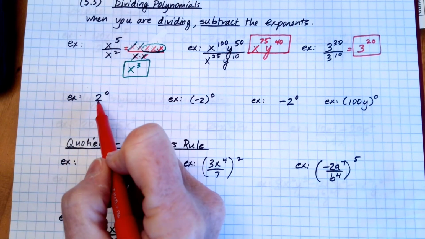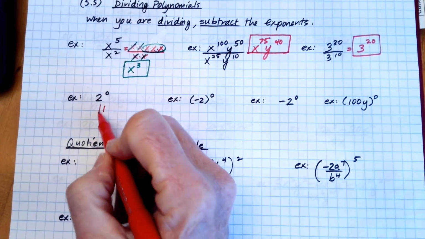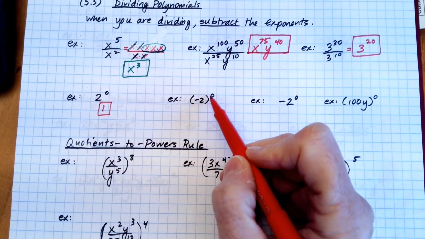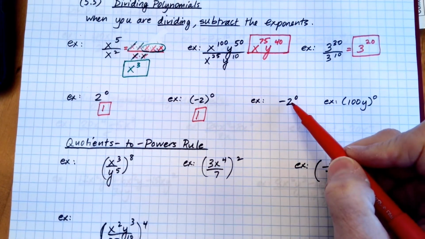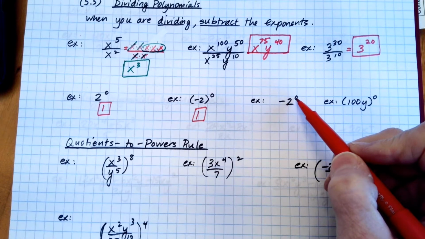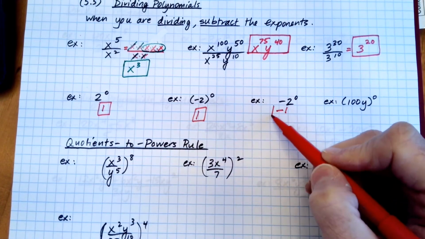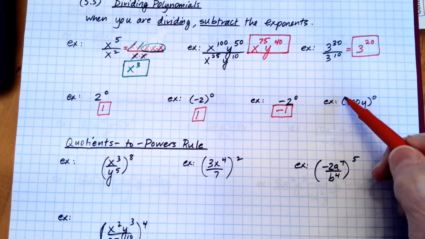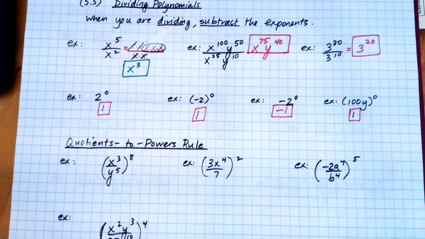Okay. Anything to the 0 power is 1. Anything raised to the 0 power is 1. So this is 1. Here, this whole parenthesis is being raised to the 0 power, so the answer is 1. Here, this means the opposite of 2 to the 0. So it's the opposite of 2 to the 0, which is 1. So that one's going to be minus 1. Of course, you can put these in your calculator too. This whole parenthesis is being raised to the 0 power, so the answer there is also 1. So anything to the 0 power is 1.